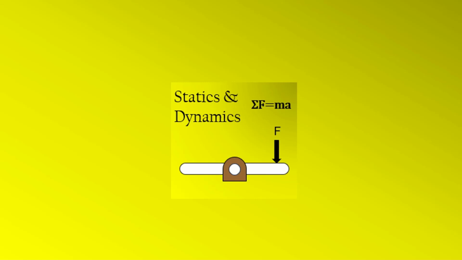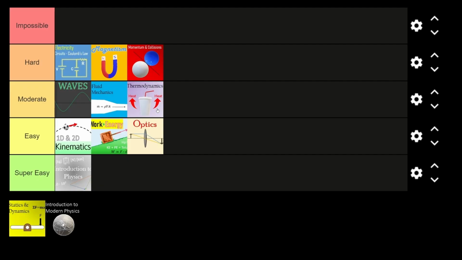Statics is the study of forces where the summation of all forces is equal to zero. And dynamics is basically when you've got movement, so it's equal to mass times acceleration. Basically Newton's laws, right? You've got your first, second and third law. Okay, so this is the story with statics and dynamics.